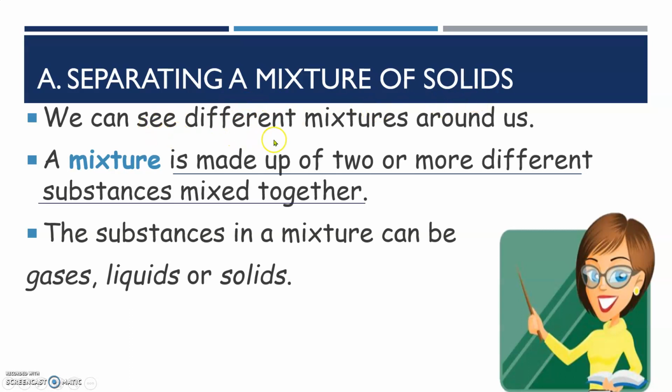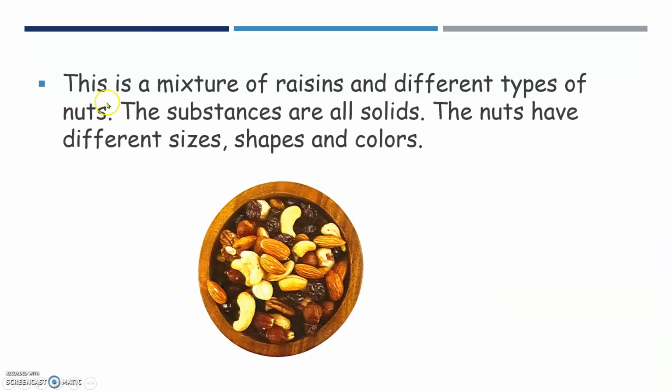We can see different mixtures around us. A mixture is made up of two or more different substances mixed together. The substances in a mixture can be gases, liquids, or solids. This is a mixture of raisins and different types of nuts. The substances are all solids. The nuts have different sizes, shapes, and colors.